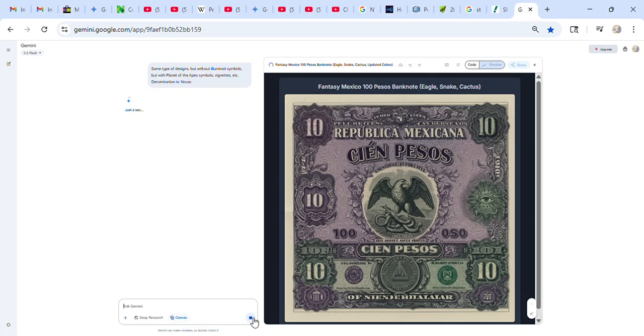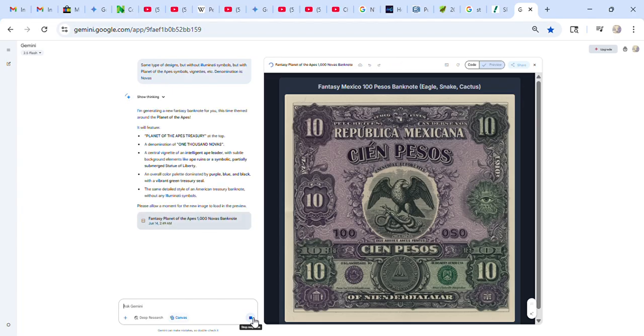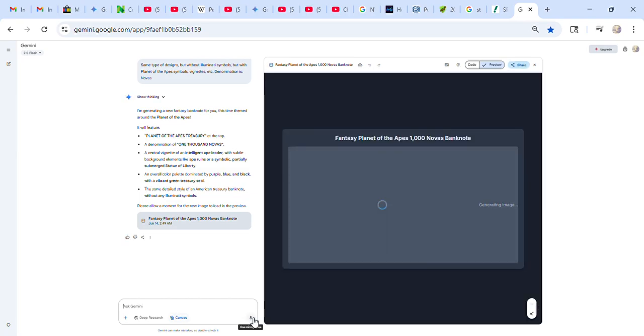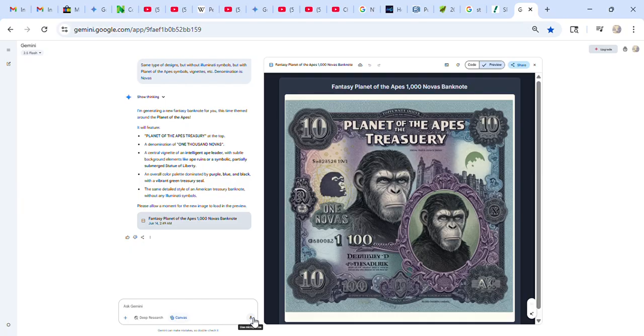Since Planet of the Apes is owned probably by 20th Century Fox, it might not be able to do anything like that, but we'll see. Wow, look at that. That's incredible. So we'll save that one.